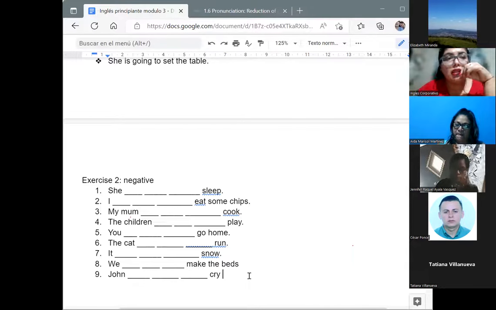Así que think about the answers and I will give you 2 minutes. 2 minutos y damos la respuesta a estas oraciones porque sé que ustedes ya saben la respuesta. Así que 2 minutos y vamos con las respuestas.